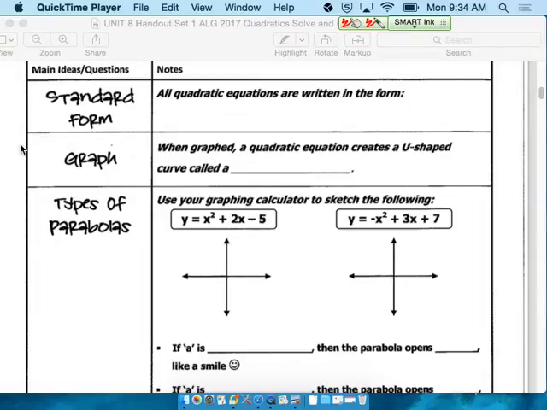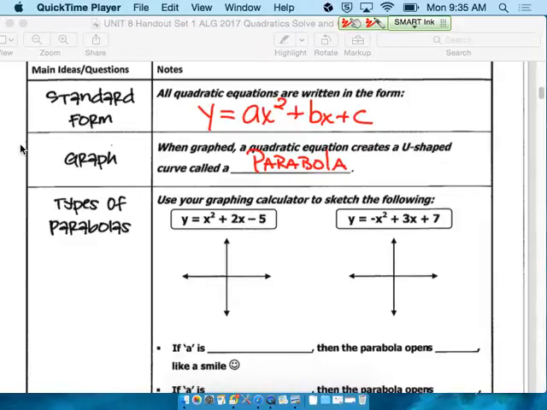This video will quickly and briefly introduce you to graphing quadratics. So we're going to go ahead and look at the equation, and we're going to set it equal to y, and it will still be the same standard form quadratic that we've been working with in our factoring unit. When graphed, this makes a curve. It's called a parabola.